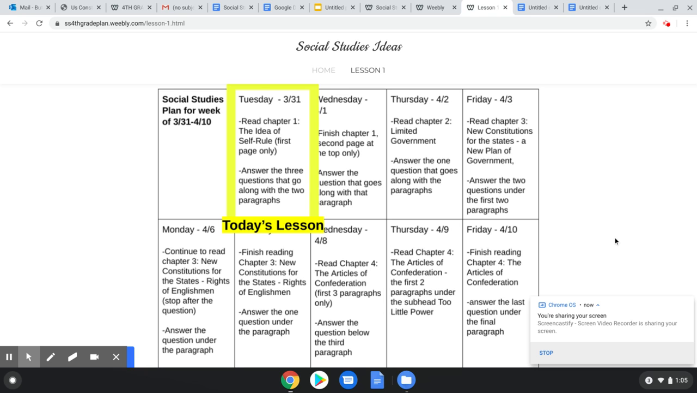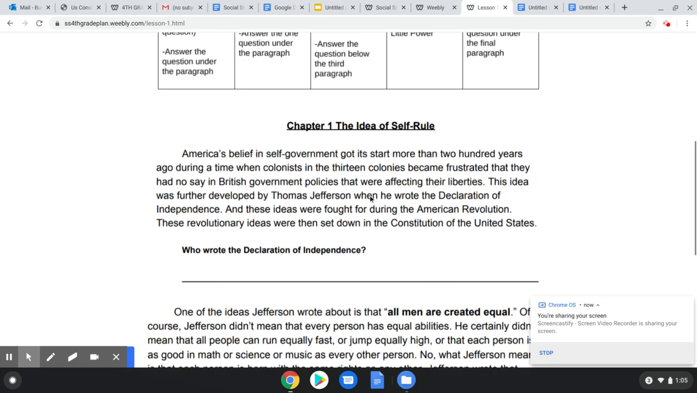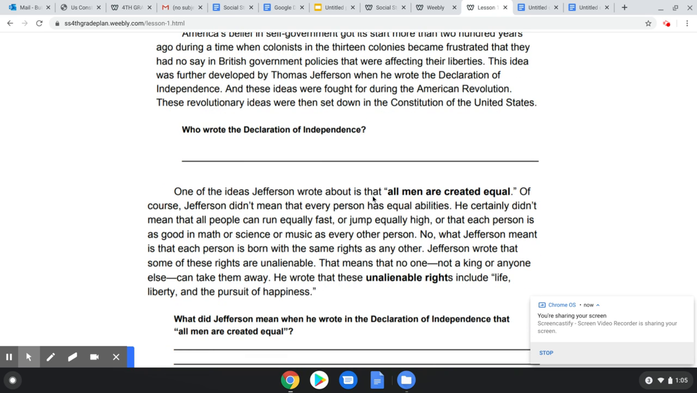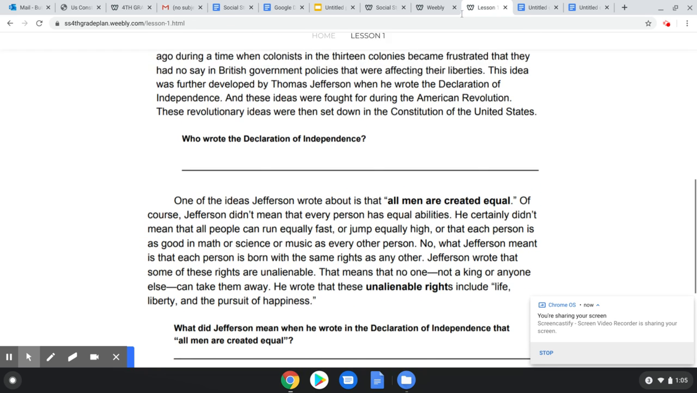All right, so you can tell we are on Tuesday, March 31st. Today's objective is to read Chapter 1, the idea of self-rule, and then we're going to answer 3 questions. If you're following along and you print it off the paper, you'll be right on the paper. However, if you haven't, you're going to notice we're going to be reading 2 rather short paragraphs. We'll discuss them and answer the questions.